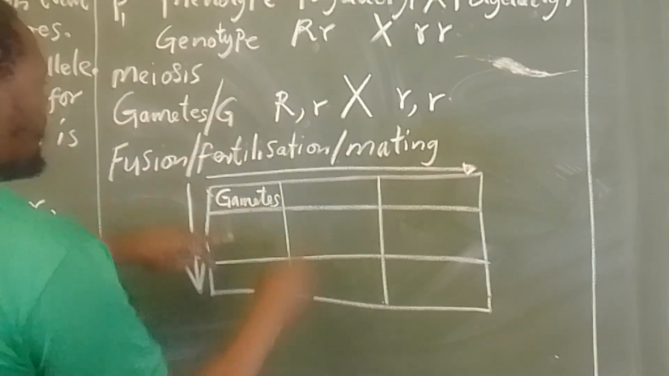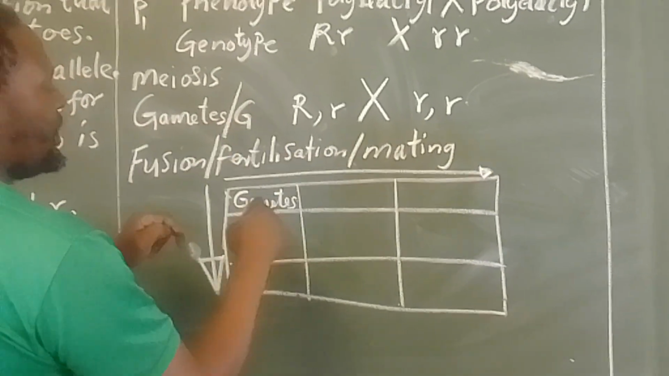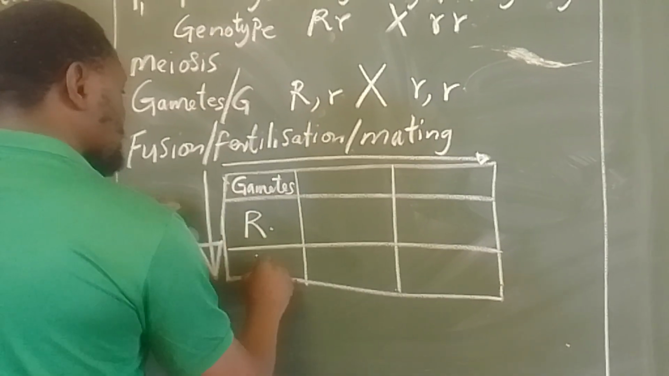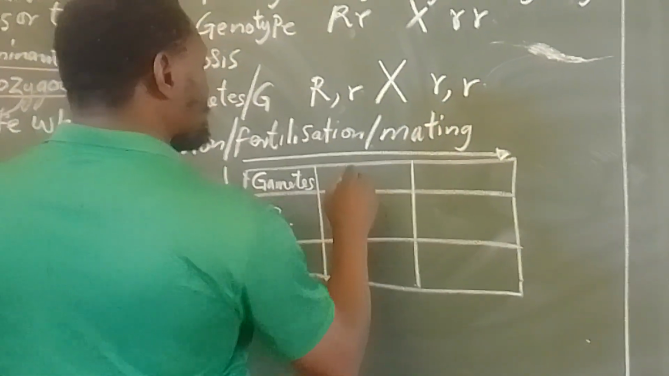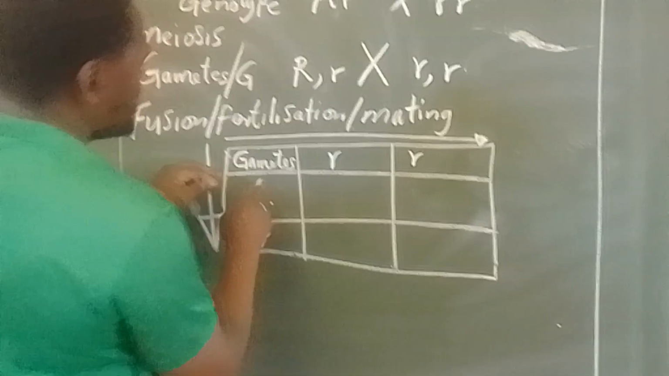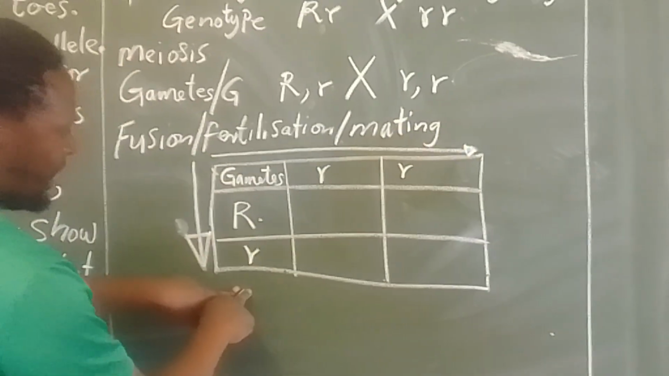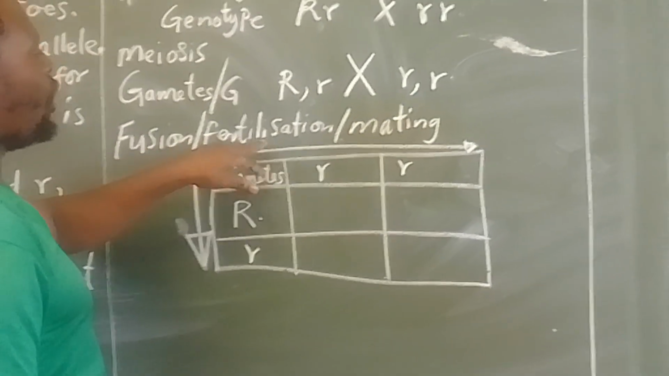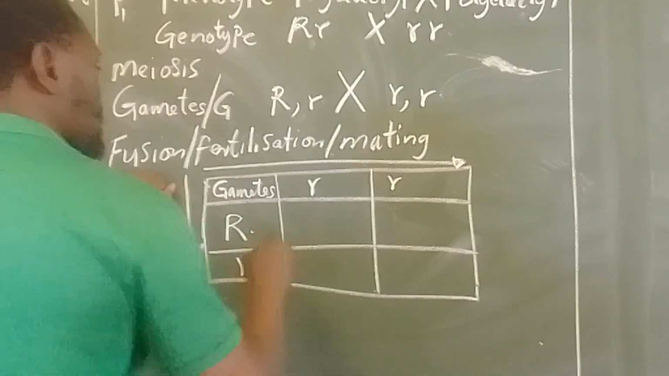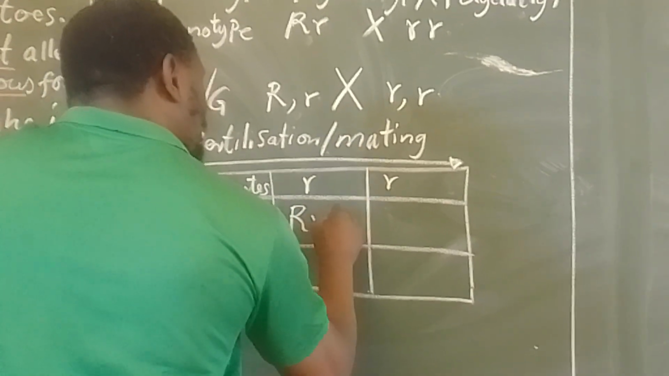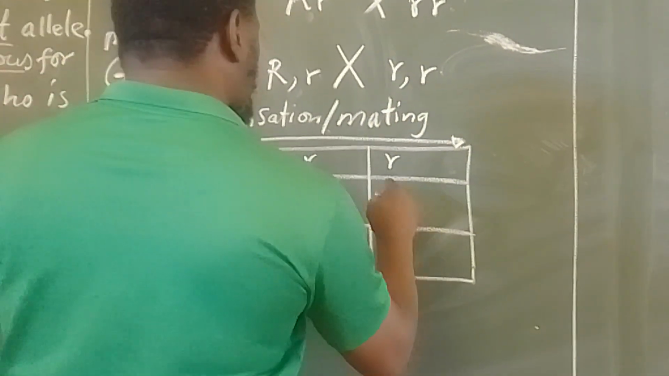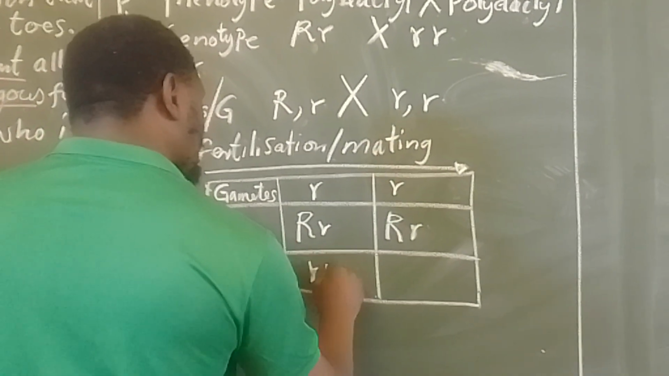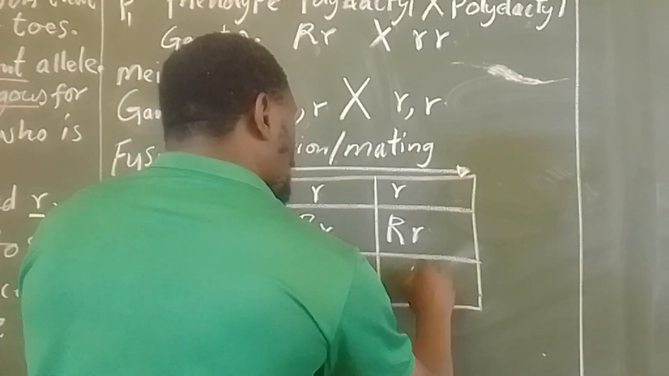Now we take the gametes. Here are the gametes. This is the father. You can put the father here or the father here, it does not matter. R and r. Then you put the mother there, r and r. These are the gametes. Now we cross. We fuse them or we fertilize them or we let them mate. We are going to have the result of Rr here, and then here you have Rr. Then here you have rr, and here you have rr.